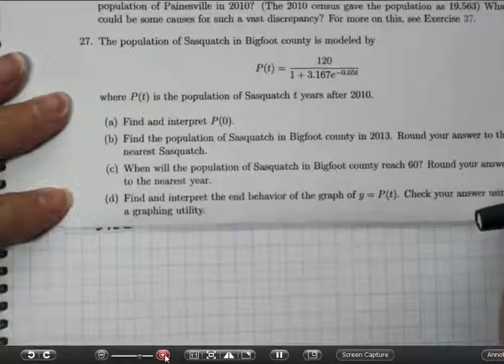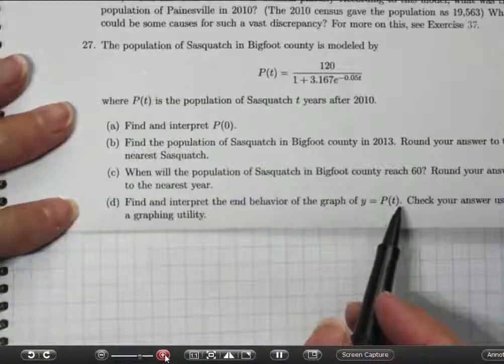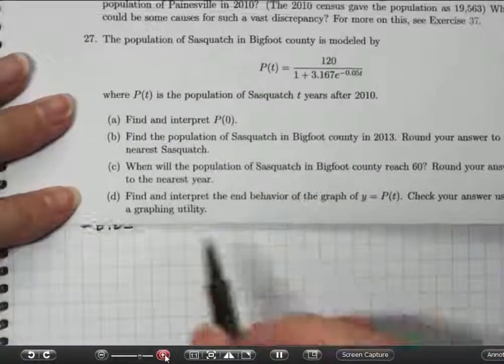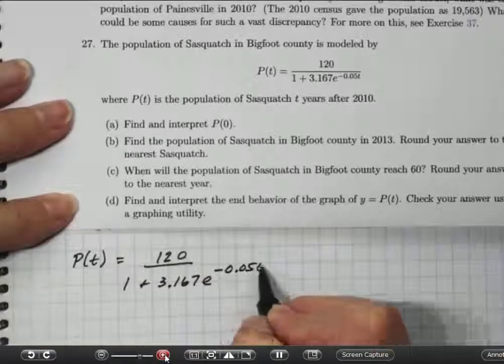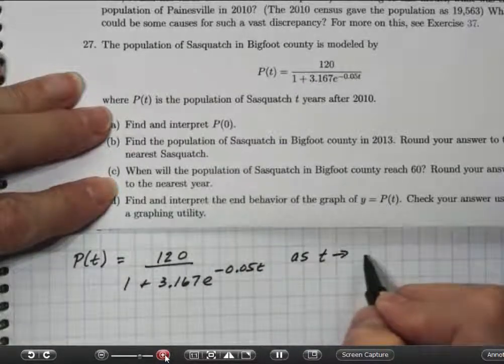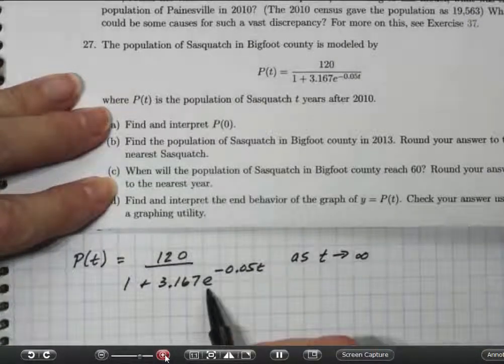The last part says, find and interpret the end behavior of the graph y is equal to p of t. Check your answer using a graphing utility. So what we're going to do is take the original function, p of t, and as t gets very, very big, goes to infinity, this e function is going to be getting very, very small.